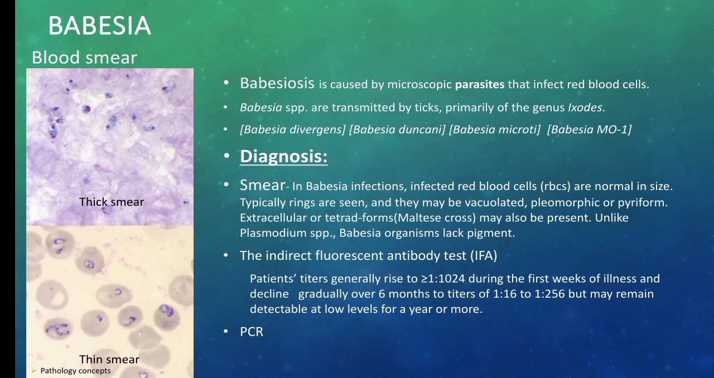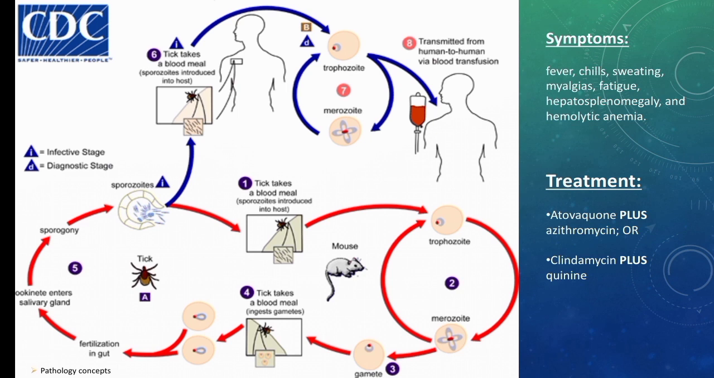Let's learn the life cycle of Babesia. When an infected tick bites a human for a blood meal, the sporozoites from the tick are introduced into the human host. The sporozoites transform into trophozoites and merozoites and they cause infection. The normal life cycle for this parasite is between mouse and the tick.